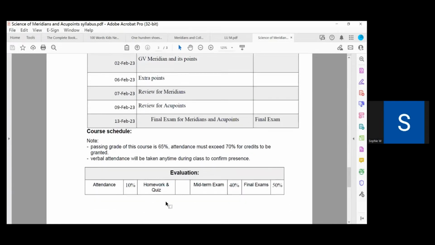Attendance will be 10%. We don't have homework or quizzes. We have the midterm at 40% and the final exam at 50%. We could also combine attendance and quiz together. It's possible we'll have a pop-up quiz, so prepare for that.